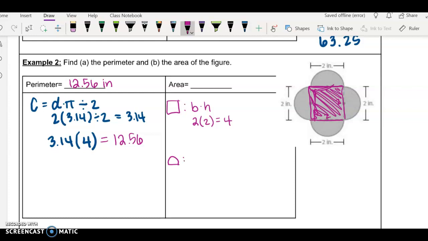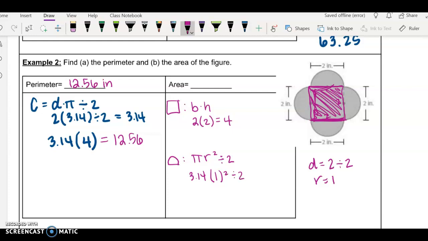So to find the area of a circle, we have pi r squared, but it's a semicircle, so I need to divide that in half. So divide it by 2. So I have 3.14 times my radius. Now my radius is half of my diameter, so my diameter is 2. That's my distance across my circle. So half of that is 1, so my radius is 1. So I'm going to do 3.14 times 1 squared divided by 2.